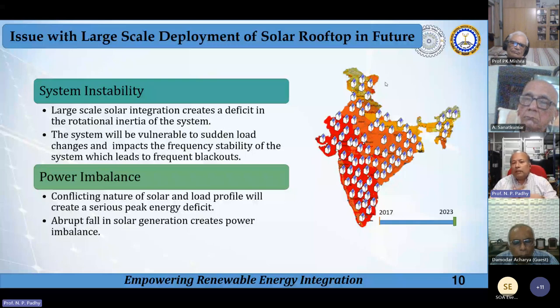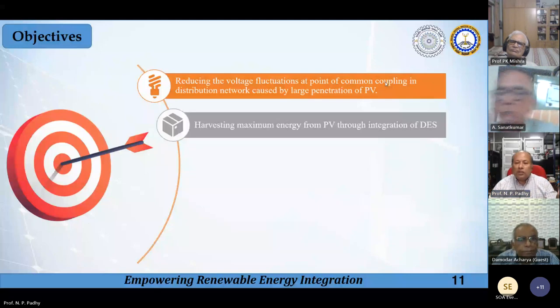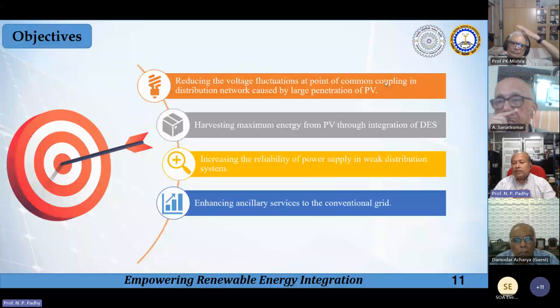So what we are thinking basically at this stage is reducing the voltage fluctuation at the point of common coupling in the distribution network caused by large penetration of PV, harvesting maximum energy from PV through integration of distributed energy resources, increasing the reliability of power supply in a weak distribution system, and enhancing ancillary services to the conventional grid.